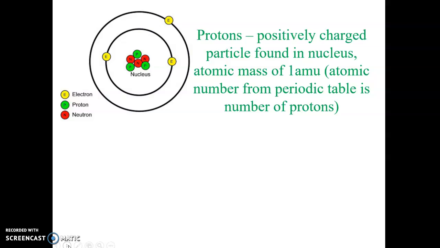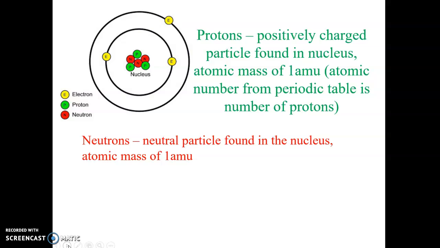So every hydrogen atom has 1 proton. Every helium has 2. Every carbon has 6, and so on. Whatever the atomic number is, that's how many protons it has in its nucleus. And every atom of that element has the exact same number.